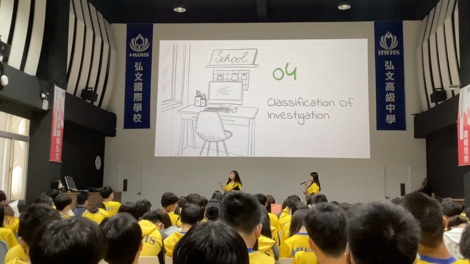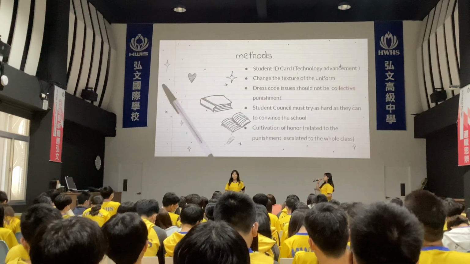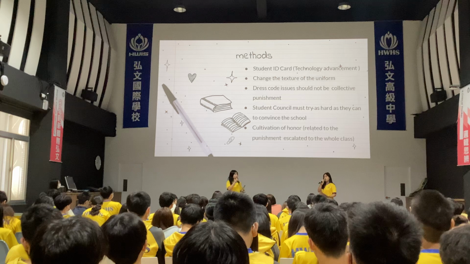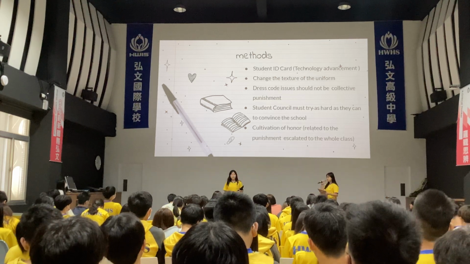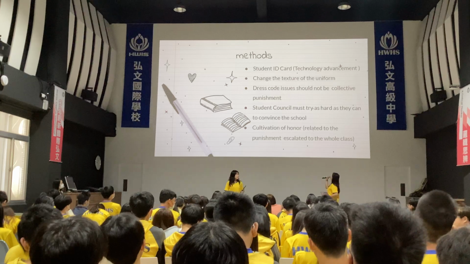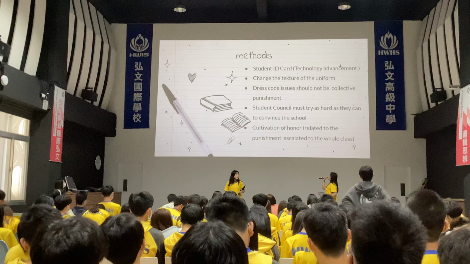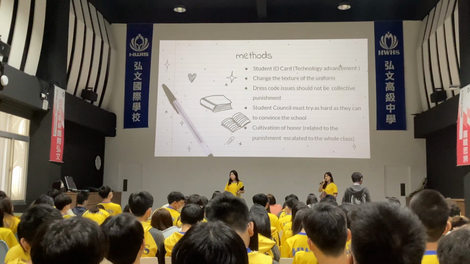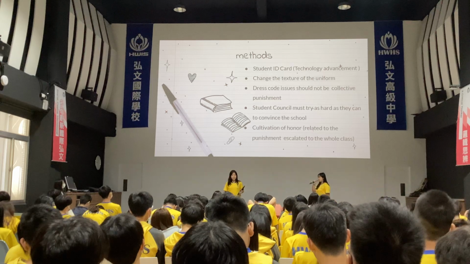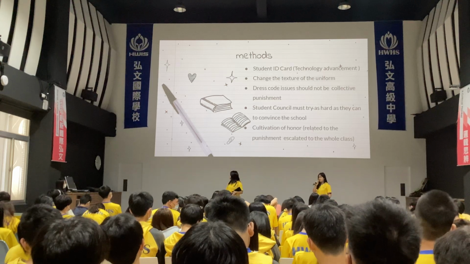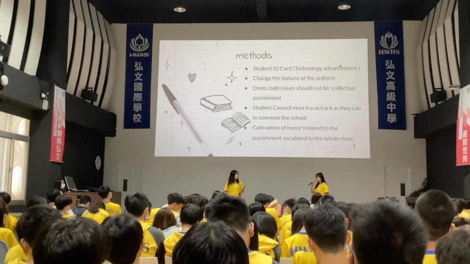So the next one is the classification of our investigation. We thought about some methods that the school can work on. The first one is the safety aspect, which is to use the student's ID card to identify the student and change the texture of the school uniform. The third one is that the dress code issue should not be a collective punishment. Instead, it should be an individual punishment.